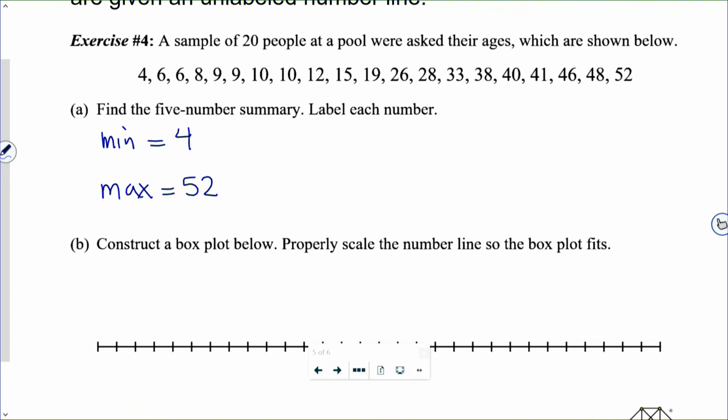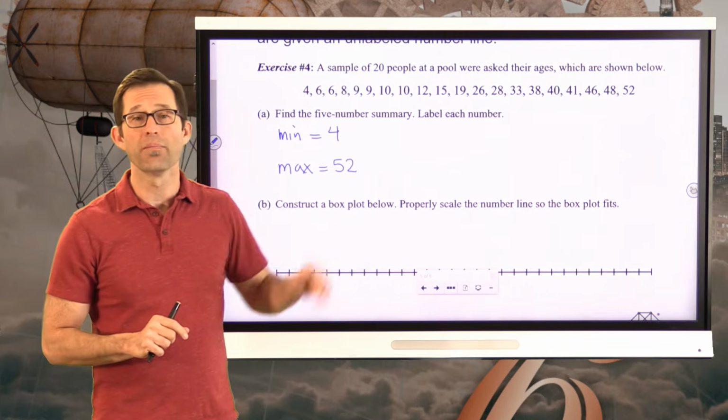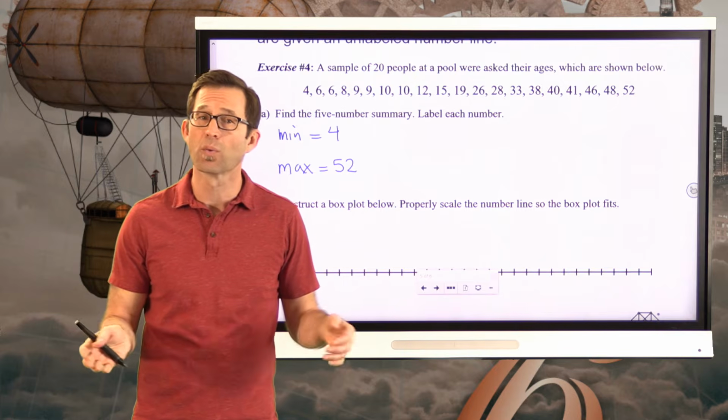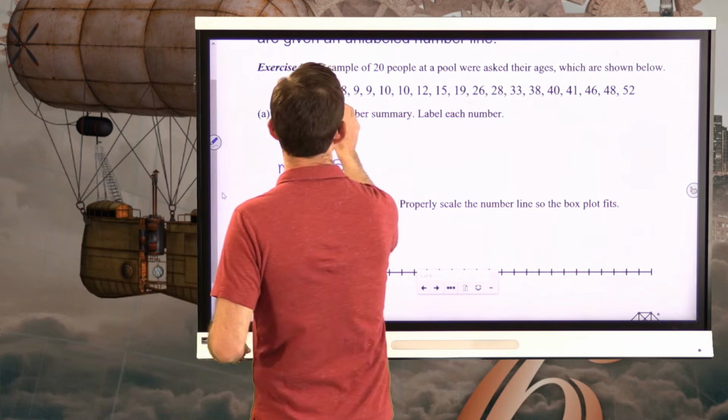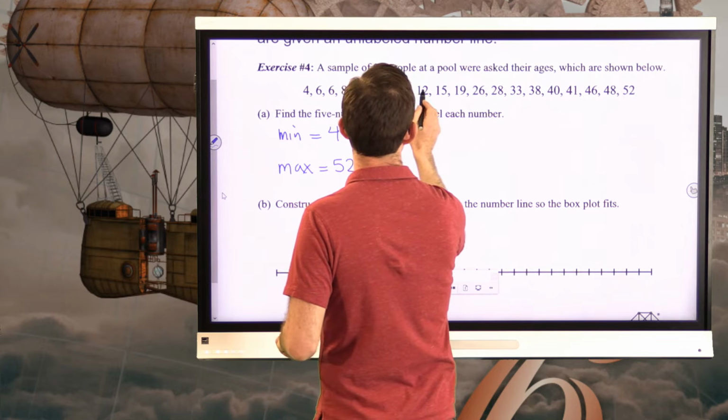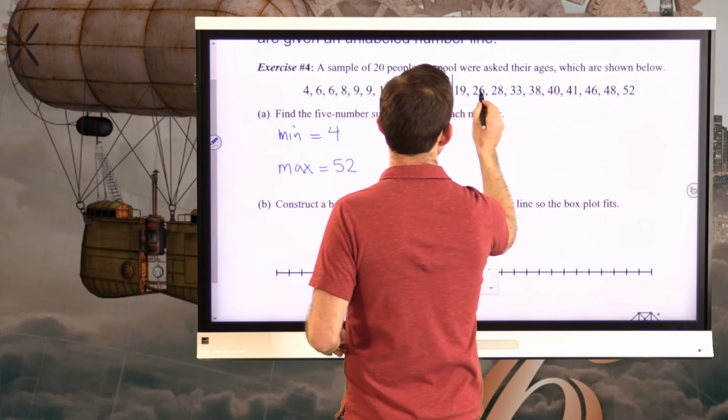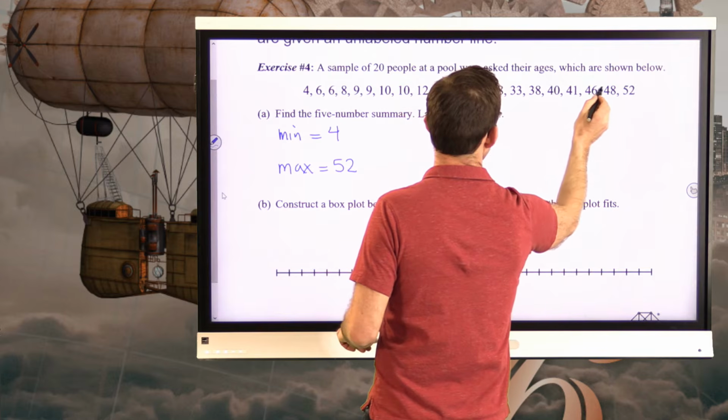All right, so now for the harder part, right? We've got a sample of 20 people. That's nicely divisible by 2, so we're going to have a lower 10 and we're going to have an upper 10. Let's find that place. 1, 2, 3, 4, 5, 6, 7, 8, 9, 10. 1, 2, 3, 4, 5, 6, 7, 8, 9, 10.